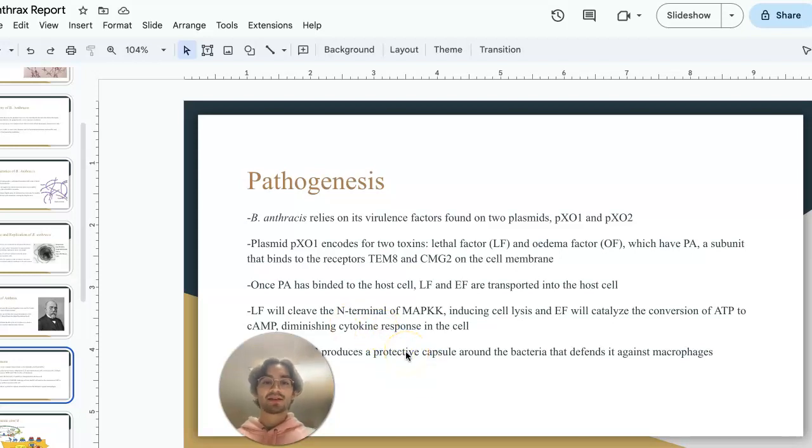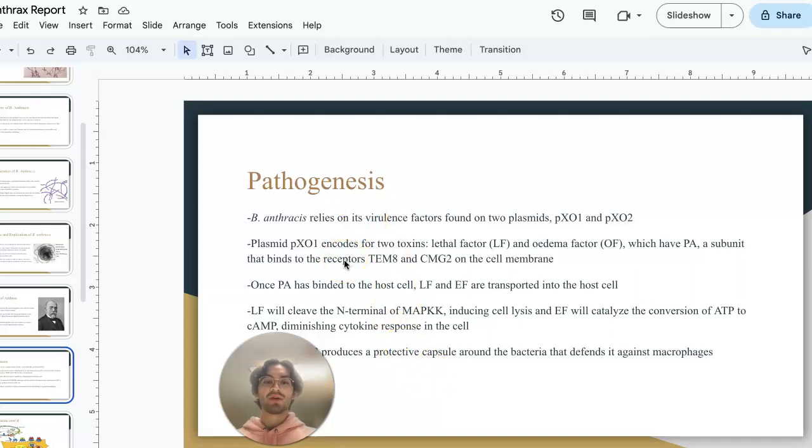Once the PA has bound to the host cell, the LF and EF are transported into the host cell. This is when they start their toxic activity. When we first look at LF and what it does in the cell, LF will cleave the N-terminal of MAPKK, inducing cell lysis, and EF will catalyze a conversion of ATP to cAMP, diminishing cytokine response in the cell and lowering the overall immune response.